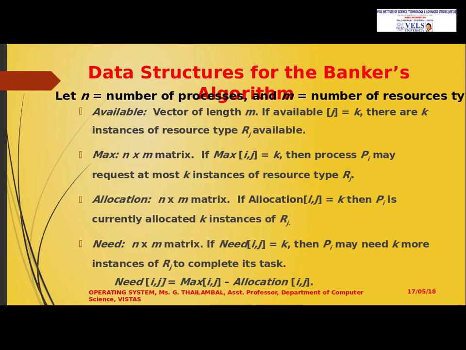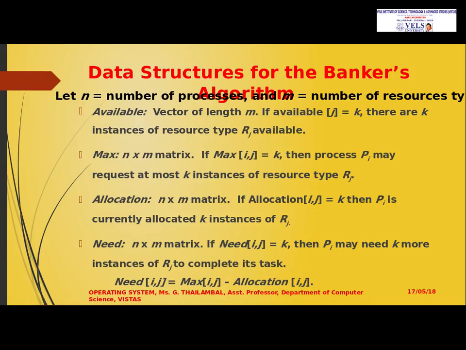So, it has been given that if available of j equal to k, k is nothing but it is meant for instances of resources. Available of j equal to k, the meaning is k instances are available in a resource Rj. J meant for resource, I meant for process, already we have seen it.